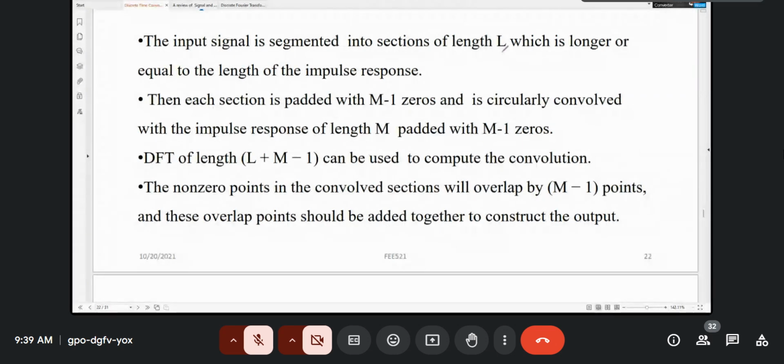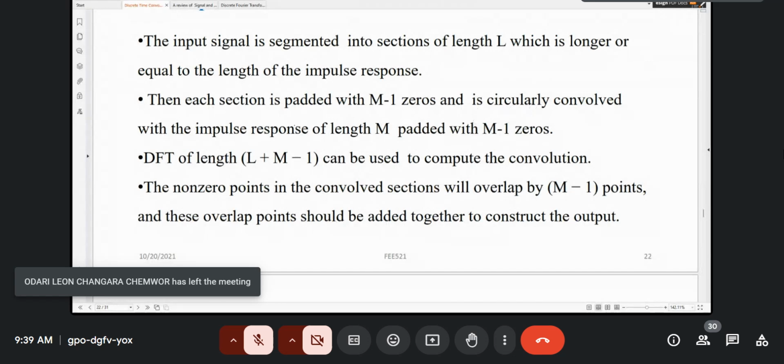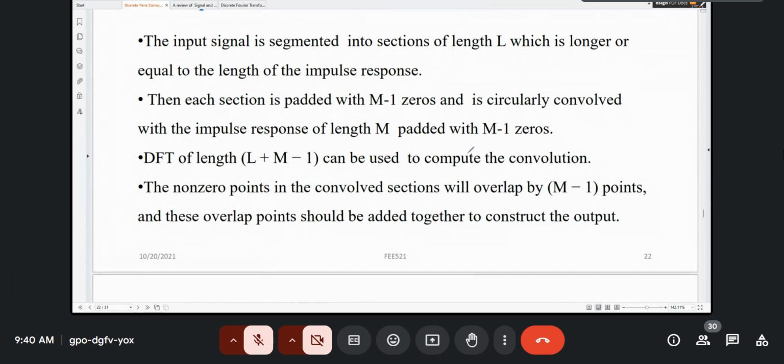So in this case, the input signal is segmented in sections of length L, that's the L I was talking about, which is longer or equal to the length of the impulse response. Then each section is padded with M minus 1 zeros, where M is the length of the impulse response. So it's circularly convolved with the impulse response of length M padded with M minus 1 zeros.